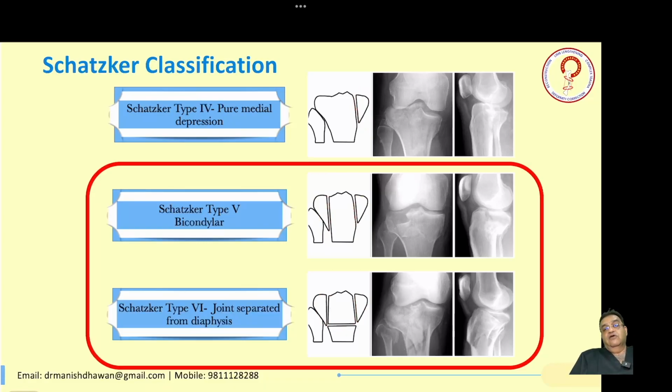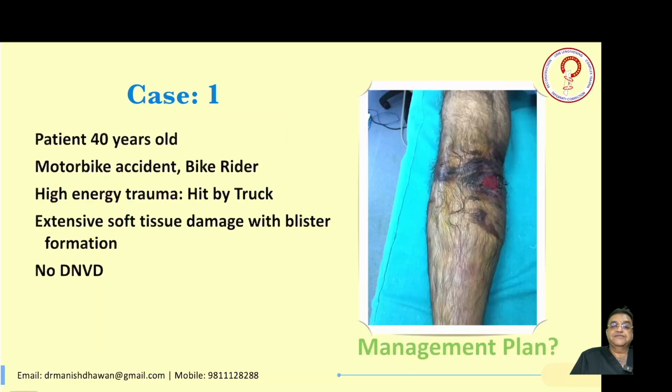So Ilizarov is a very useful modality in Schatzker type 5 and 6 fractures. For other, from type 1 to type 4 you can use plating easily, but for type 5 and 6 it is one of the treatments of choice.